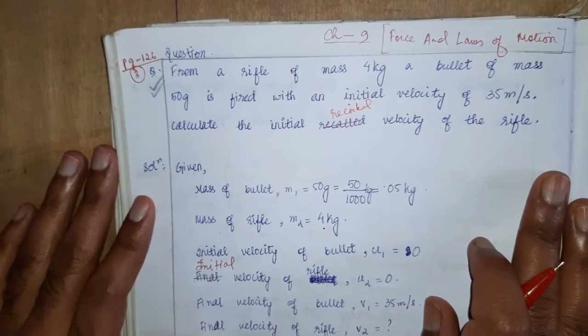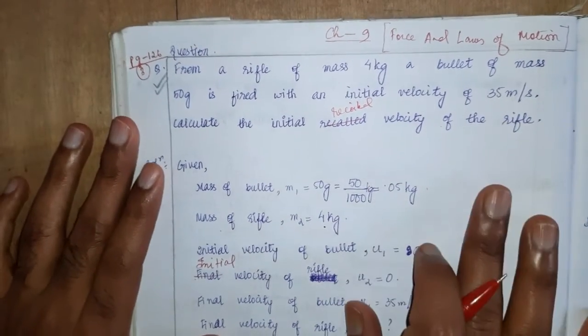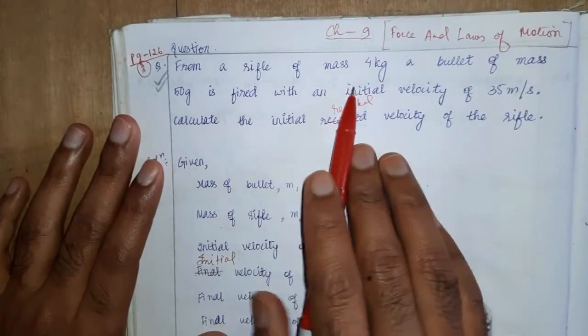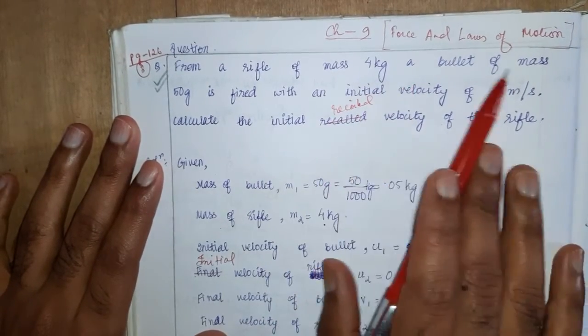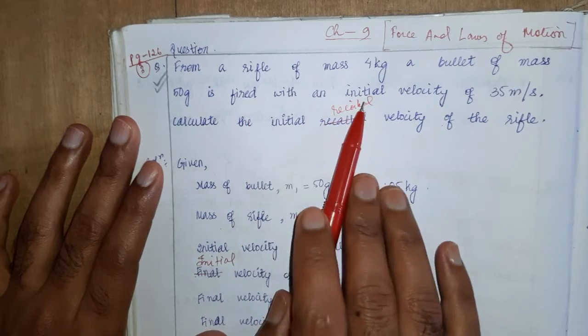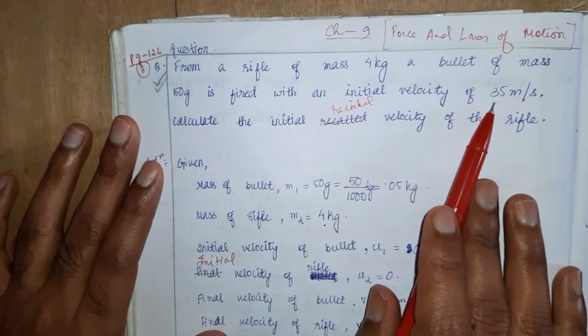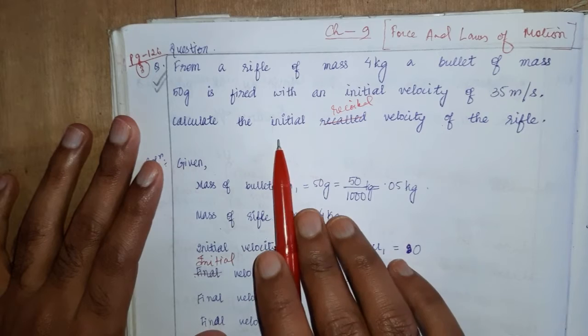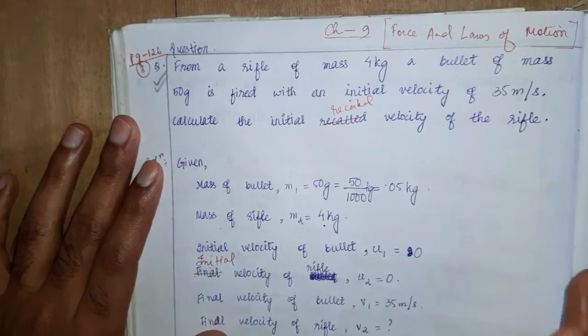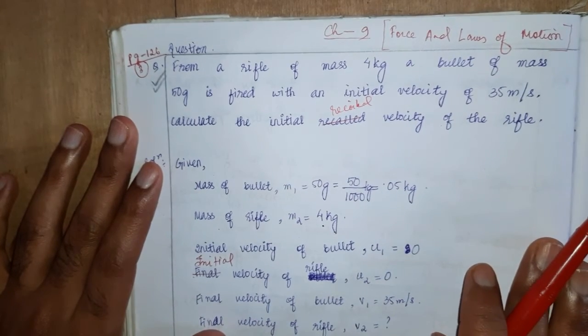Okay, so let's see what is the problem. From a rifle of mass 4 kg, a bullet of mass 50 gram is fired with an initial velocity of 35 meter per second. Calculate the initial recoil velocity of the rifle. Okay, so this is the question given.